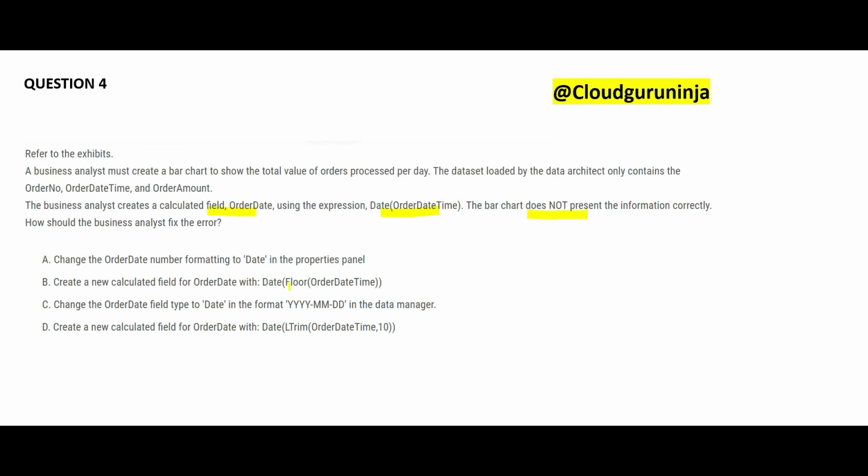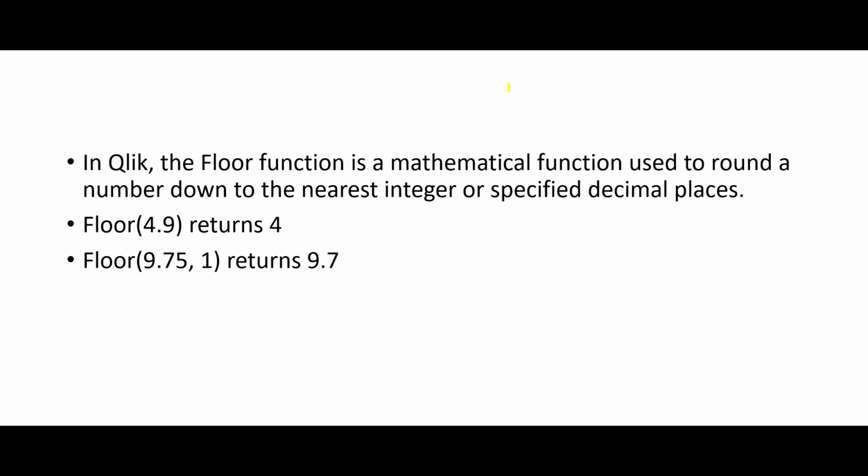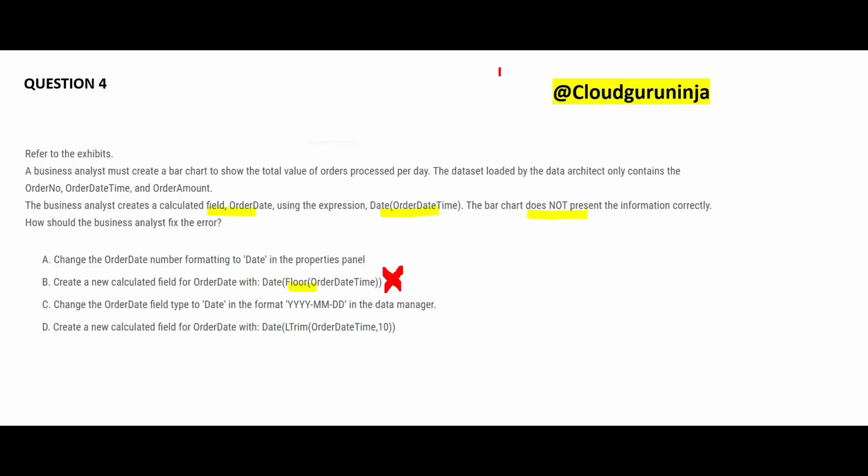If we look at floor, why is floor used? Floor is used only with numbers. If you do floor of 4.9, it will give you 4. It will do floor of 9.75 and put 1 here. That means only one decimal digit will be displayed here. Floor does not work with date function. So this is wrong.